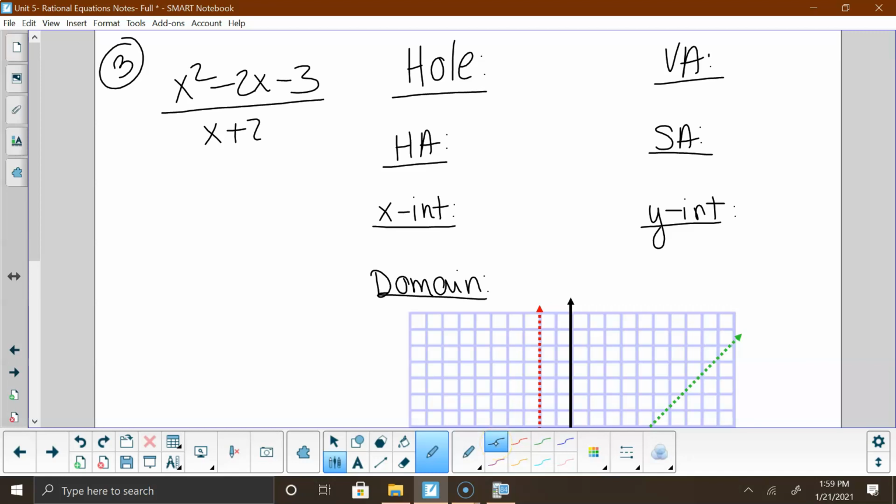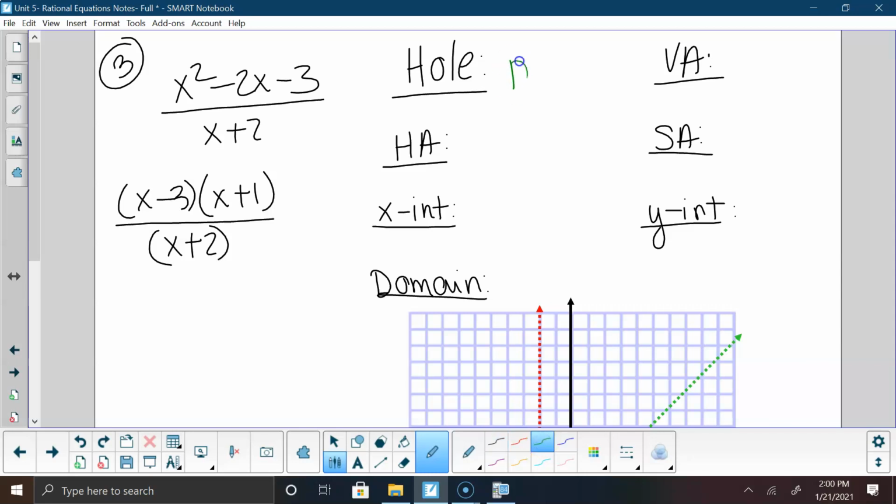All right, what's step one? Factor. So this factors to be x minus 3, x plus 1 over x plus 2. Do I have any holes? Nope. You guys know what DNA means, right? Yeah, does not exist. Vertical asymptotes? Do I have any of those? Yeah, where at? Yep. I do. Okie dokie.